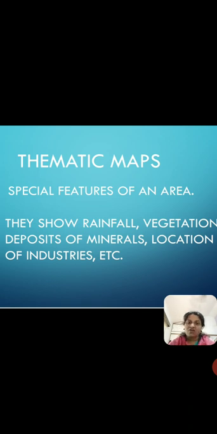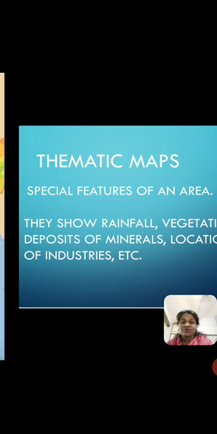It could be anything of an area. What are these special features? It could show you the rainfall of that area. It can be the rainfall of the country, or of the state. It can be rainfall over a period of years. It could be vegetation. What is vegetation? Do you remember? Vegetation is the plant life that you can find. It could be forest cover in that area. It shows you the deposits of minerals, then the location of industries. It can also show you where it has not been raining. So there are many different things.